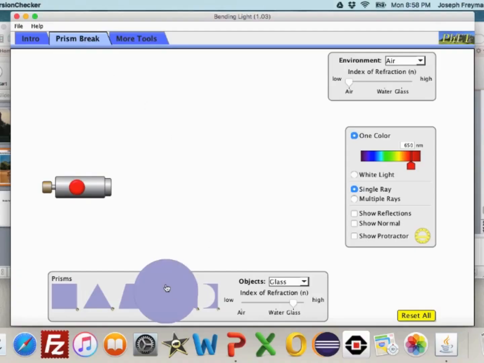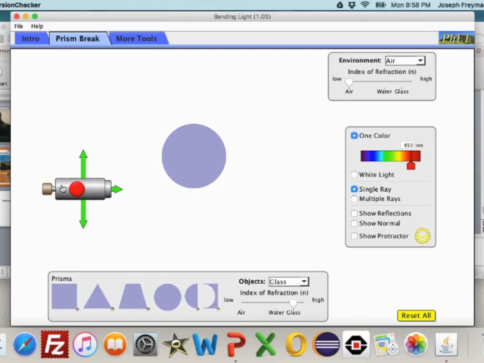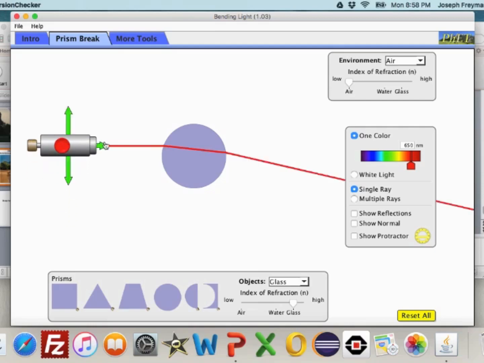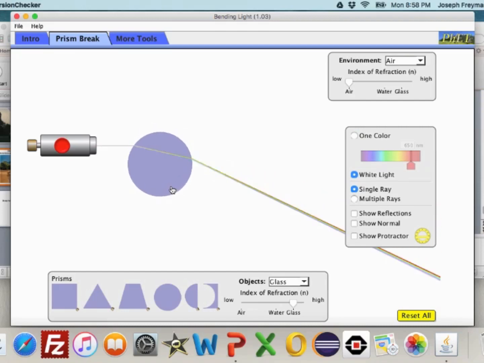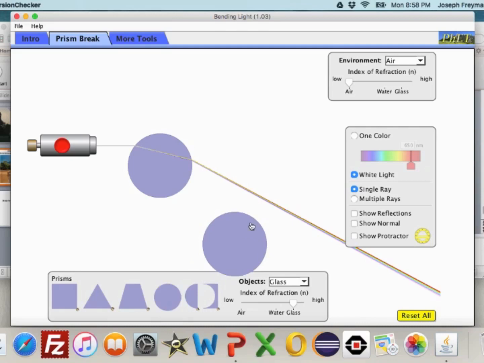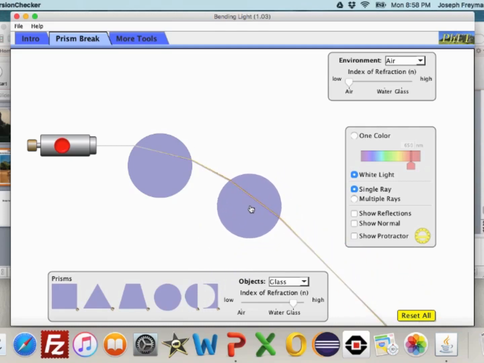Let's pretend now that we're looking at two raindrops here, and let's make it white light. Notice what happens here. Pretend this is a raindrop, and light's refracting through it, spreading out into its colors. Well, what if we put another raindrop in the vicinity? Now notice what happens.